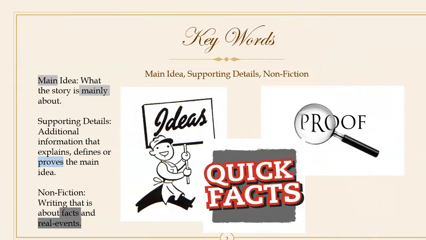What is the main idea of a text? The main idea of a text is what the story is mainly about. Did you notice that the definition gives us a clue to remember what the main idea is? Main idea and mainly sound the same. Supporting details are additional information that explains, defines, or proves the main idea. And a nonfiction text is writing that is about facts and real events.